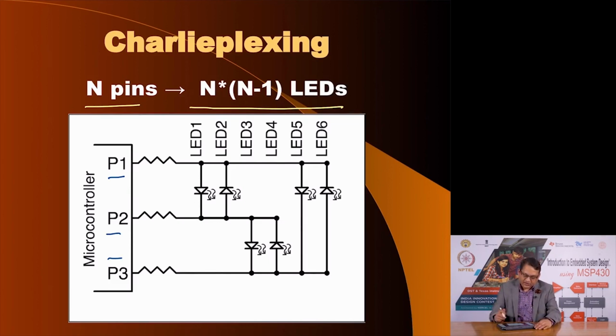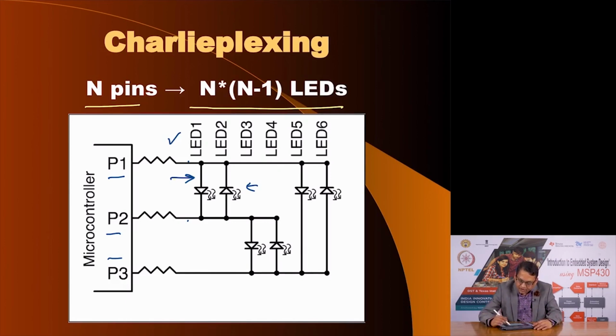If you notice, I have 6 LEDs, and between any 2 pins I have 2 LEDs in reverse direction. LED 1, if you see, is connected with anode on P1 and cathode on P2, and LED 2 is reversed. So, we have 2 LEDs between any 2 pins, and therefore, because there are 3 pins, the total number of combinations is 6. We have a total of 6 LEDs. Now, when you want to turn LED 1 on, what should be the state of the 3 pins?